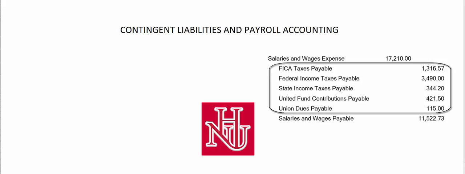And you could take an entire class on payroll accounting. For the purposes of this class, we just need to know that in the moment that the payroll checks are cut, we create a liability on our balance sheet, and that's a current liability. That's all there is to it.